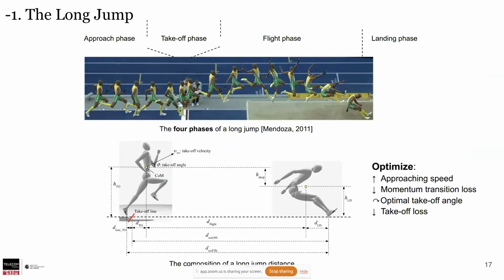First, for the long jump, from the athlete and the coach perspective, it can be divided into 4 phases. In the approach phase, the athlete runs as fast as possible. In the takeoff phase, they convert the horizontal momentum into vertical one. In the flight phase, they follow a projectile trajectory. And finally, they land in the sandpit.